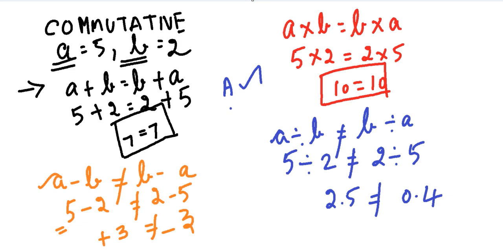So when we analyze the commutative property in algebra, addition is commutative, subtraction is not commutative, multiplication is commutative, and division is not commutative.